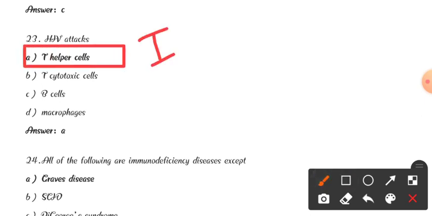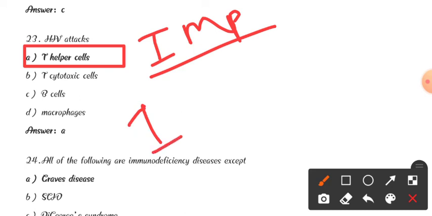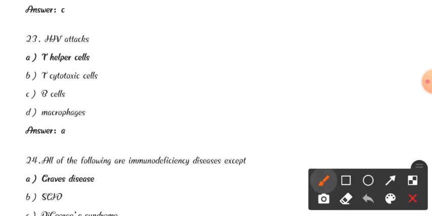This one is an important question. Tell me, World AIDS Day is celebrated on which day? So friends, the 1st of December. Okay, 1 December is World AIDS Day. 1 December is the correct answer friends.